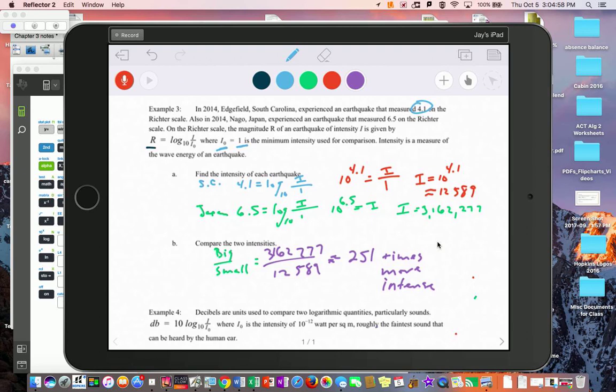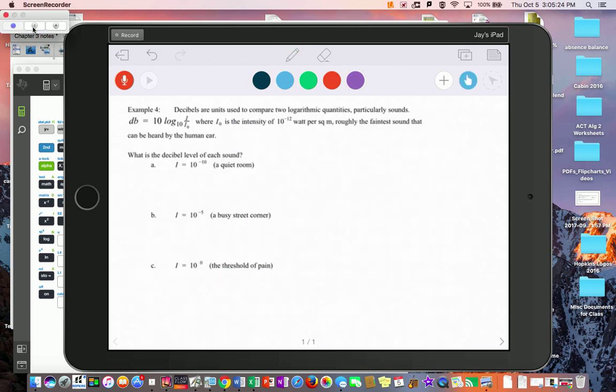So when numbers go up by one number, it's 10 times bigger. When they're 2 times bigger, it's 100 times bigger. And if it were 3 numbers bigger, it'd be 1,000 times more. The same thing can be said for the decibel scale.